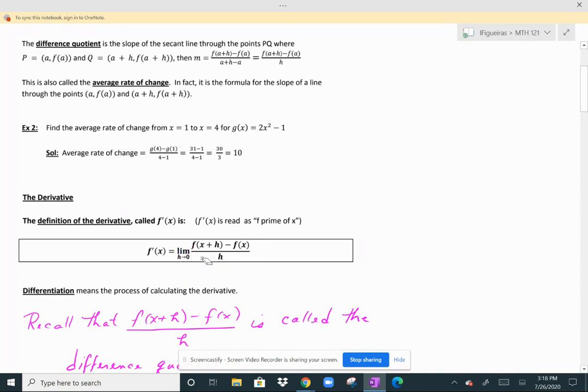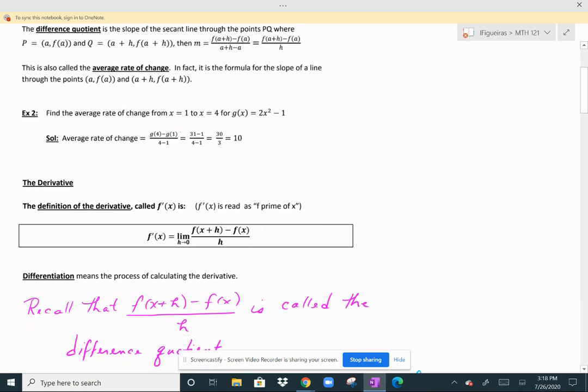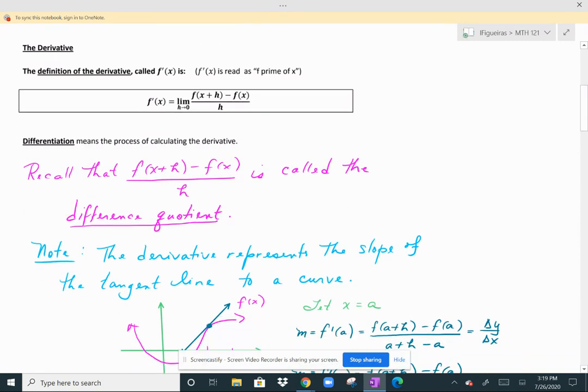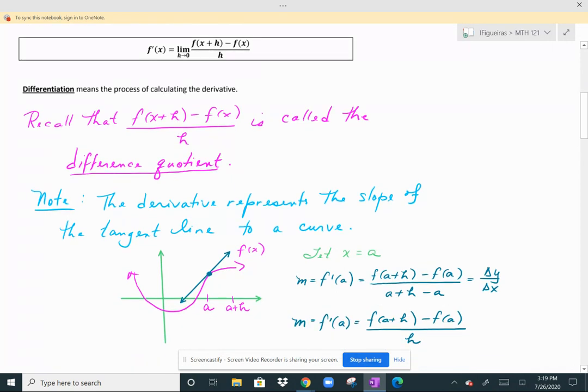So let's understand this definition a bit more. Recall that f of x plus h minus f of x over h is what we call the difference quotient. And remember that the derivative is going to represent the slope, but because it will be a single point, because as h approaches 0, it won't be an average rate of change, it will be an instantaneous rate of change. So it represents the slope of the tangent line to a curve at a single point.